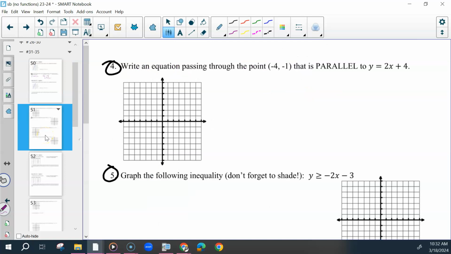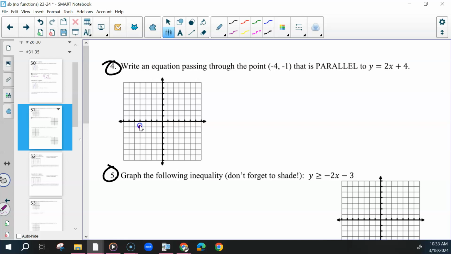This one can be done in Desmos, but you could also use the graph. So if we plotted -4, -1, we don't have a graph. You guys don't have a graph? Oh, no, I meant on your paper. On the back of this, there is a graph.